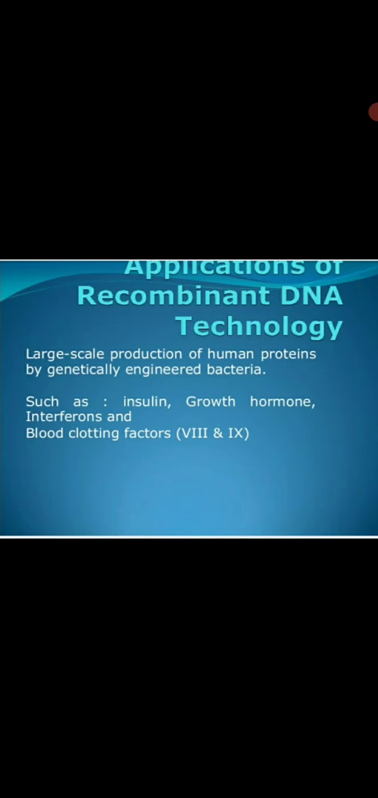So what are the applications of this technology? We can produce a large number of human proteins by using genetically engineered bacteria. There are different types of products, but the main products which may be produced with the help of rDNA technology are insulin, growth hormone, interferons, and blood clotting factors 8 and 9. So these are some basic products for human therapy which are used nowadays on a very large scale, that are produced with the help of rDNA technology.